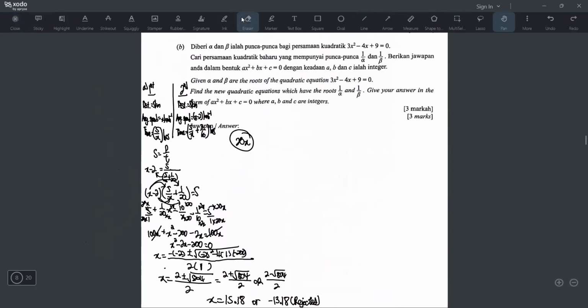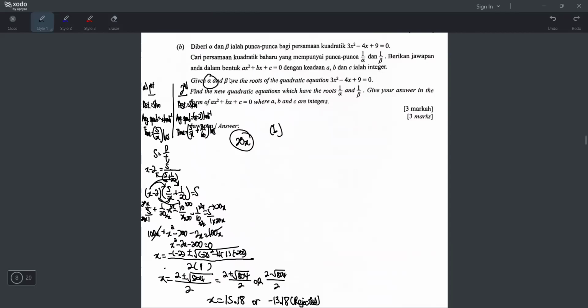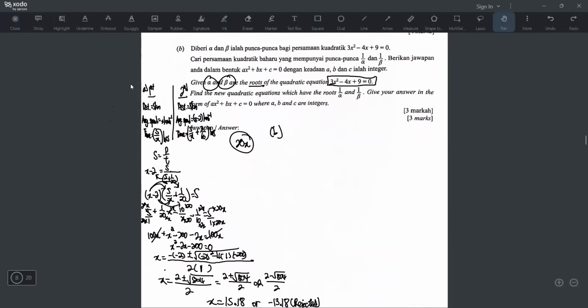Now let's use the remaining space here to do B. Let's read the question. Given alpha and beta are the roots of the quadratic equation 3x squared minus 4x plus 9 equals 0. This question confirm you have to use Sopor method. When you see the word roots, you will use Sopor method, right? And they even give you the roots is alpha beta, right? So definitely you will use the Sopor to solve this question. Okay, let's talk about the Sopor formula.